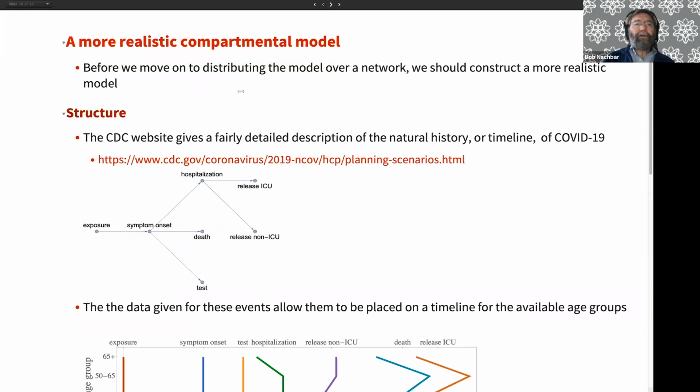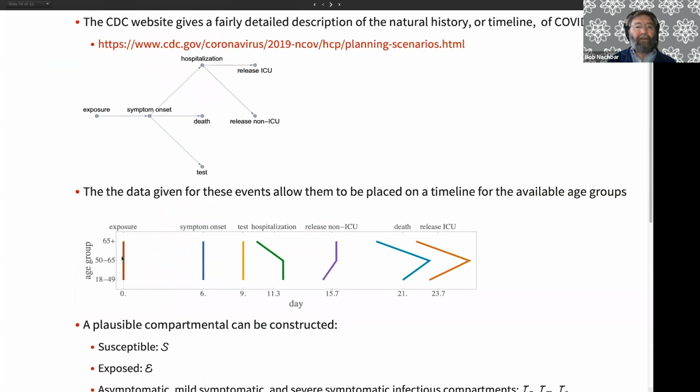I wanted to build a more realistic model than just a simple SEIRD, because many other things were going on as far as people, their health states and how they were being treated. The CDC has a website that has a fairly detailed description of the timeline of events. So basically, people get exposed. About 6 days later, symptoms show up. They're often tested by about the 9th day after their initial infection.